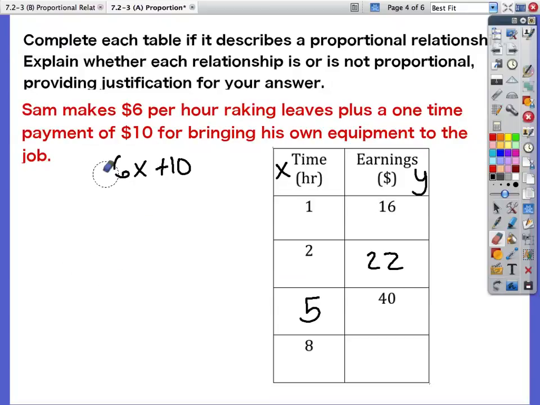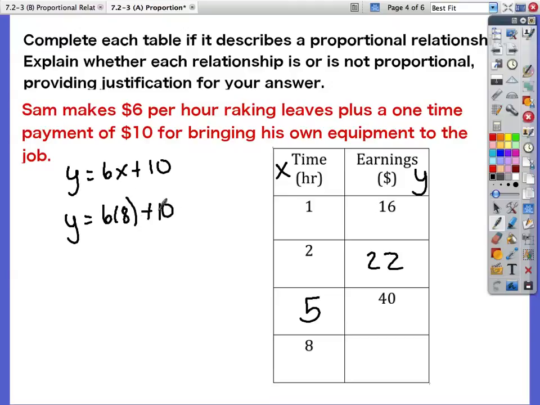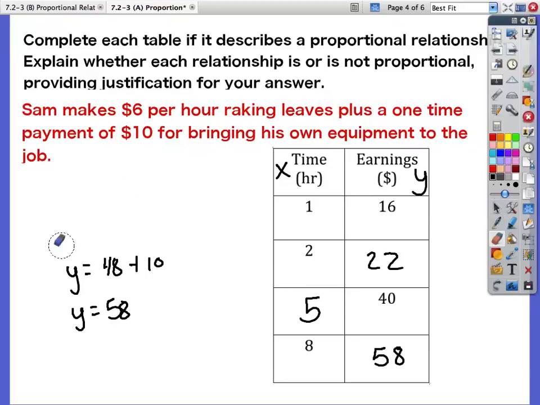That's fine. But this last one's going to be pretty easy because I know the rule here is y equals 6x plus 10. So if I plug in 8 for x and add a 10 to it after I multiply by 6, I should know exactly how much money would be made. It looks like in this case it would be $58. So I know this is not proportional. So let's finish up this question as our last example in this video.